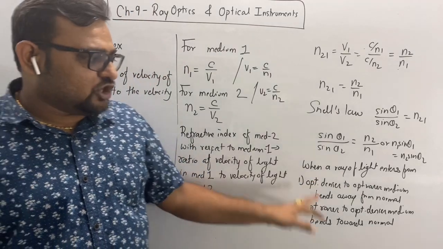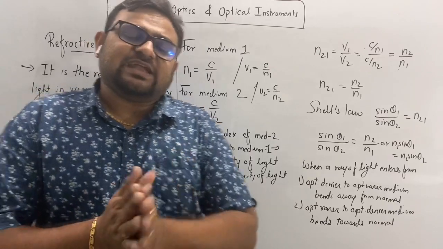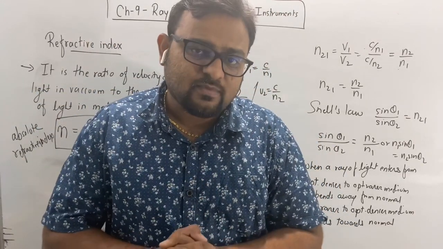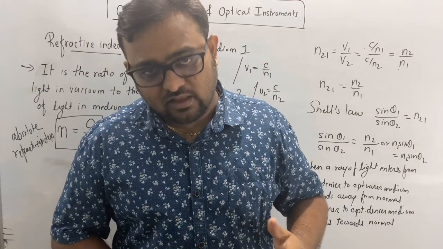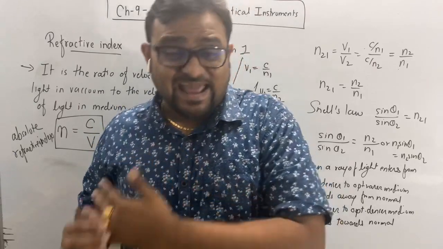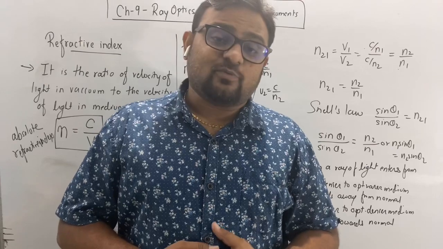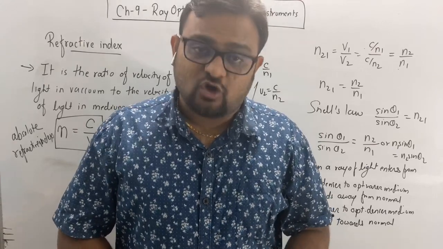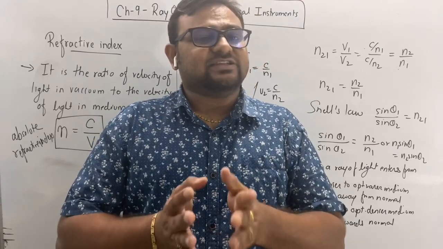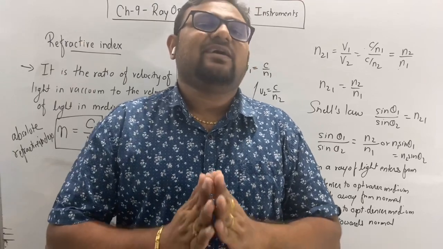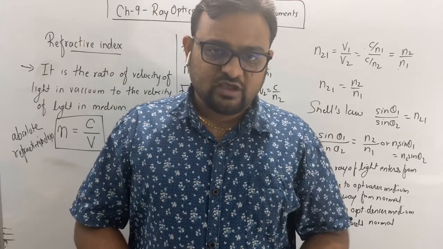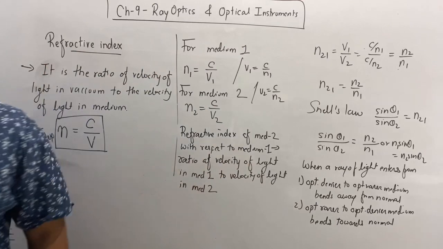Now remember two important points. When a ray of light enters from denser to rarer medium, it bends away from normal. And when it enters from rarer to denser medium, it bends towards the normal. And third point, if it goes in the direction of normal, its direction is unchanged. It will go in the same direction. So just go through this topic.